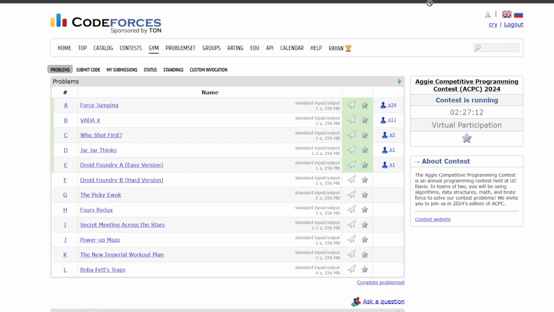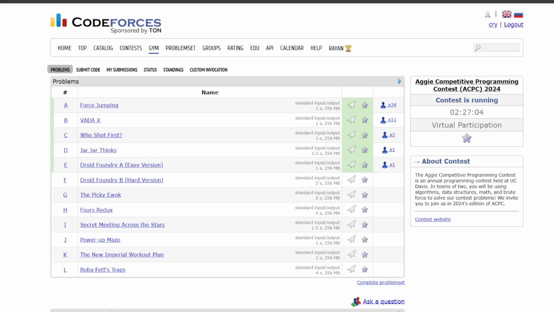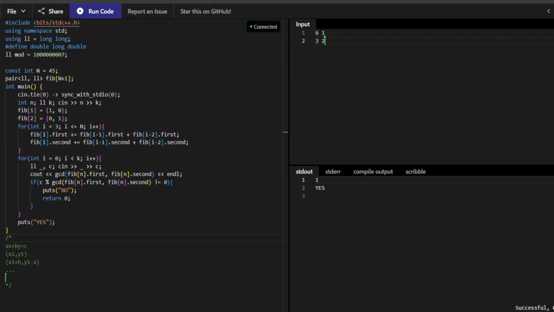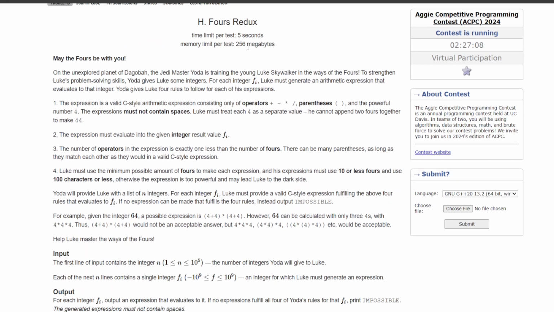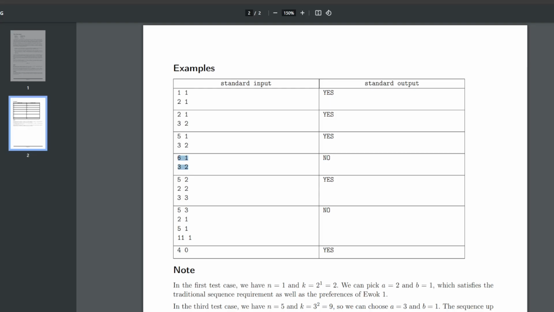Basically, you have to use 4 and then the operators plus, minus, times, divides and parentheses to make a number in the least number of 4s possible. That sounds like an ICPC problem. Well, you can only have 10 4s. You can only use 10 4s in total.